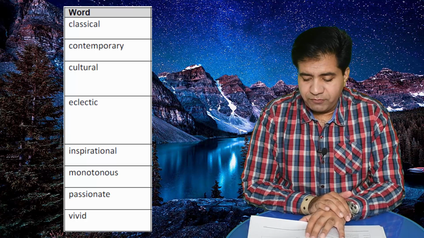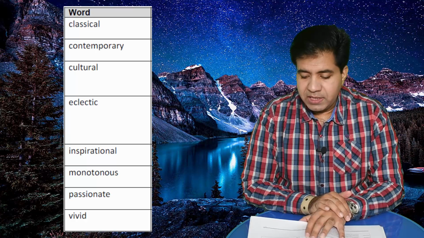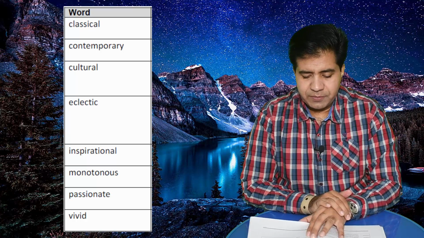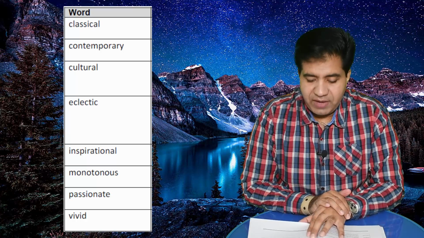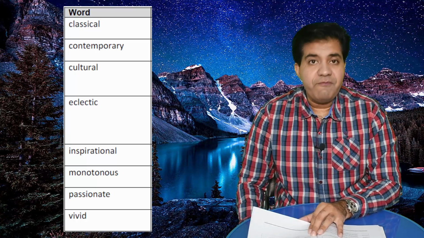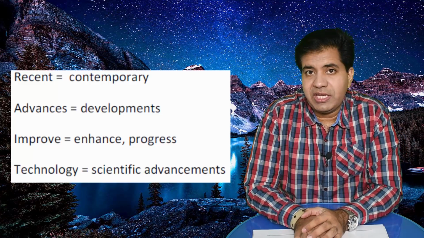Eclectic means not following any one system, such as traditional publishing or online publishing. Eclectic. Inspirational, motivating. Monotonous, boring. Passionate, vivid. And then we've got another popular topic, that is technology.